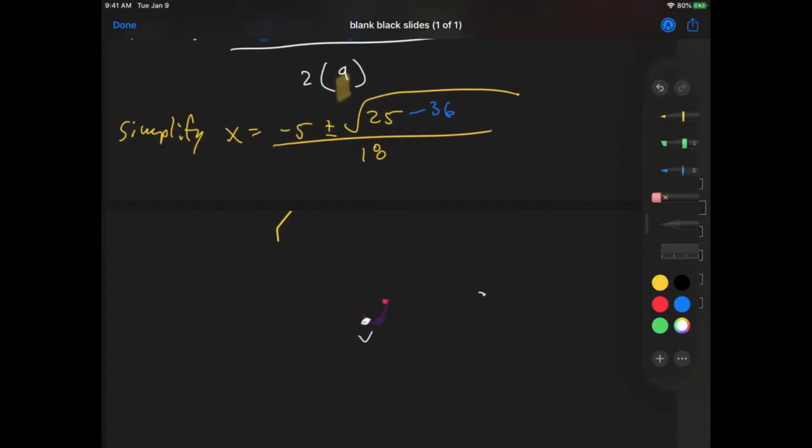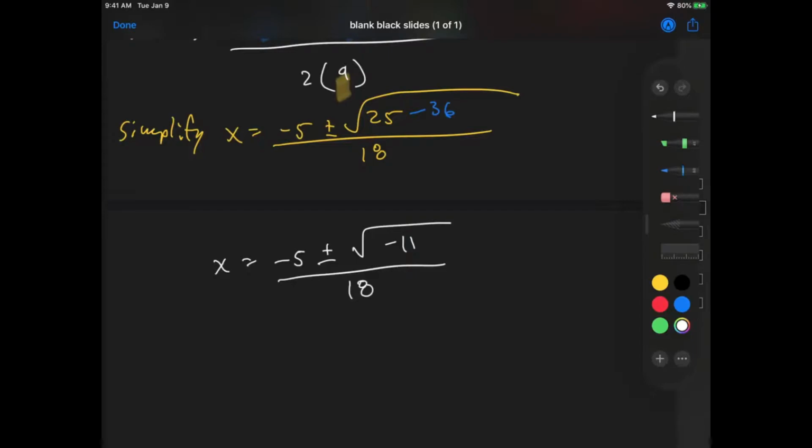Whoa, got a bunch of straggling things over here. Okay, let's go ahead and simplify again. So negative 5 plus or minus 25 minus 36 is negative 11. And all over 18.